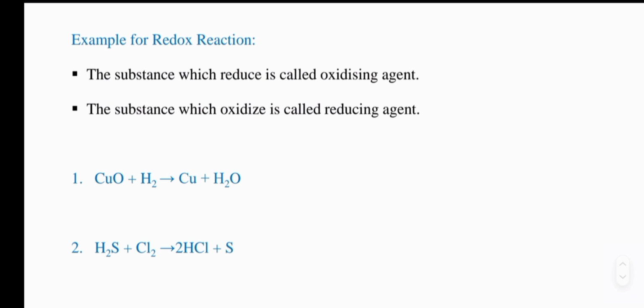Example 2. Hydrogen sulfide reacts with chlorine. It forms hydrogen chloride and sulfur. From reactant to product, hydrogen sulfide is oxidized to form sulfur. Here hydrogen sulfide is the reducing agent and chlorine is reduced to form hydrogen chloride. Here chlorine is the oxidizing agent.